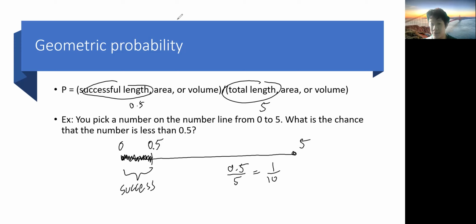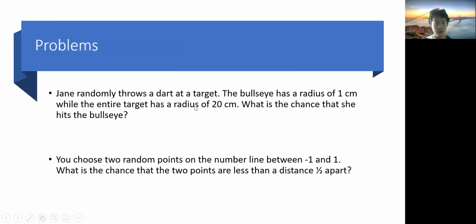It involves a lot of geometry, though. You gotta remember how to do geometry. But basically, there's a lot less multiplying probabilities involved here. So you just need to find the successful length, area, volume, divide by the total length, area, volume, okay? 2 problems here. Second problem is pretty interesting. I'll put that in the homework, but we don't really have time for that now. So let's do the first one.